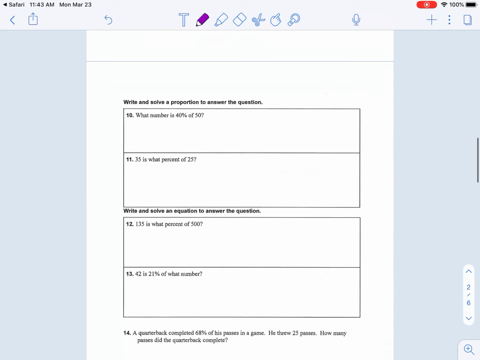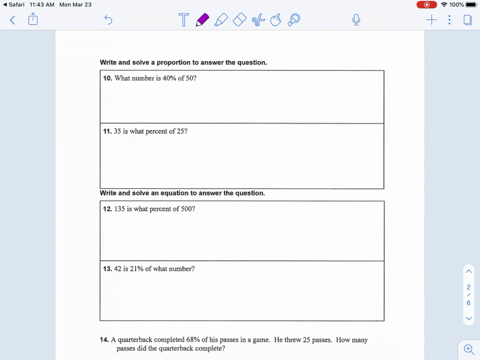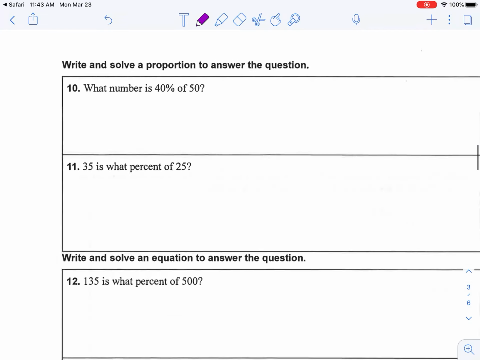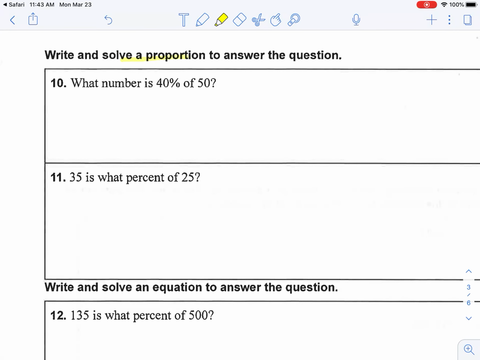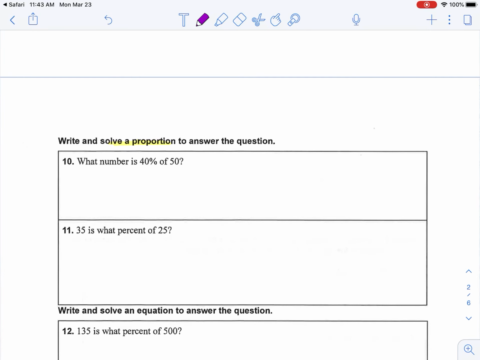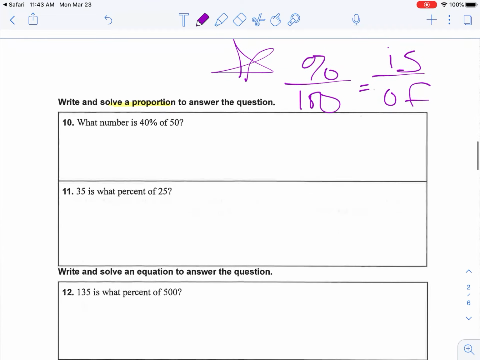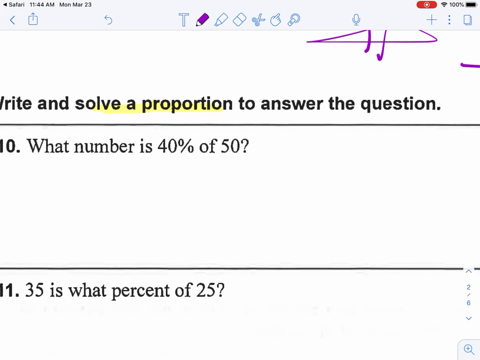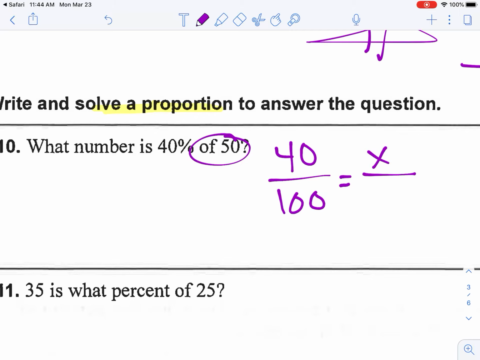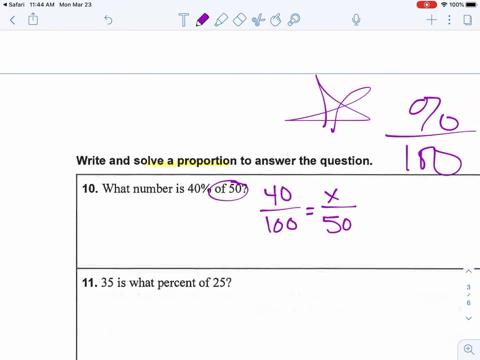Let's go on to the next page. Write and solve a proportion to answer the questions. Okay. Pay attention, we're solving proportions. Remember, when we solve the proportion, we do the percent goes over 100, is over of. Remember that, okay? Number 10, what number is 40% of 50. So 40%, we're going to write like this. What number is, don't know, of 50. 50 goes on the bottom.